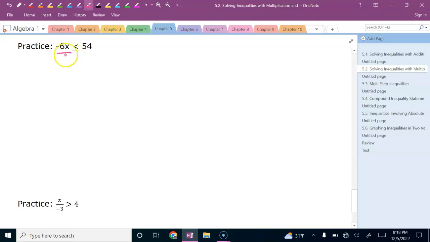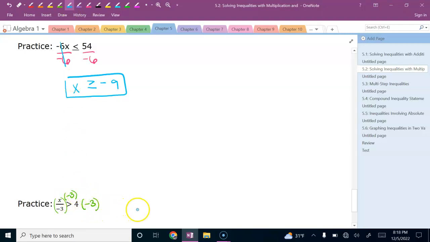For this first one, I would have divided both sides by -6. So I have x, switch your inequality sign, greater than or equal to -9. For the second one, we're going to multiply by -3. So I have x is less than -12.